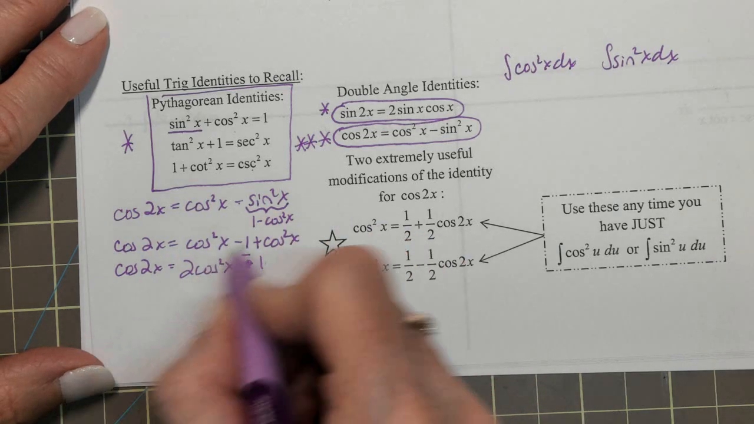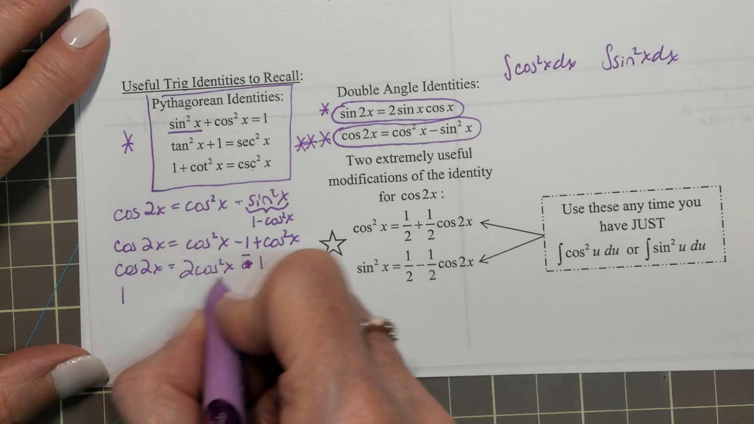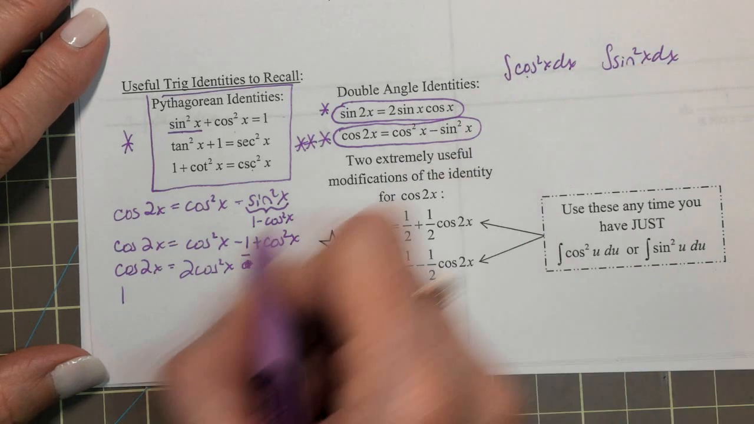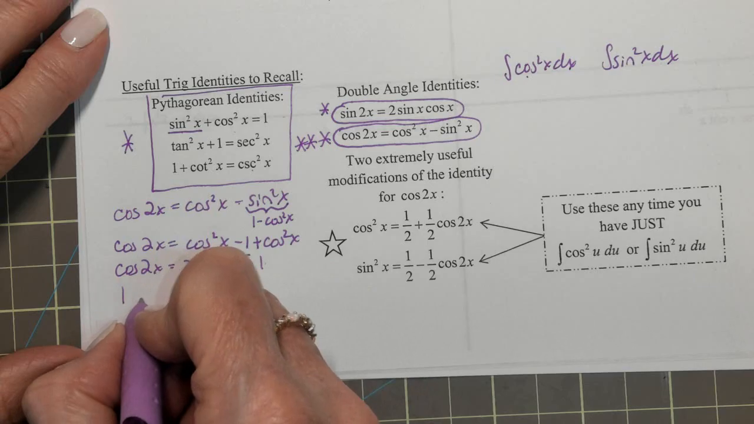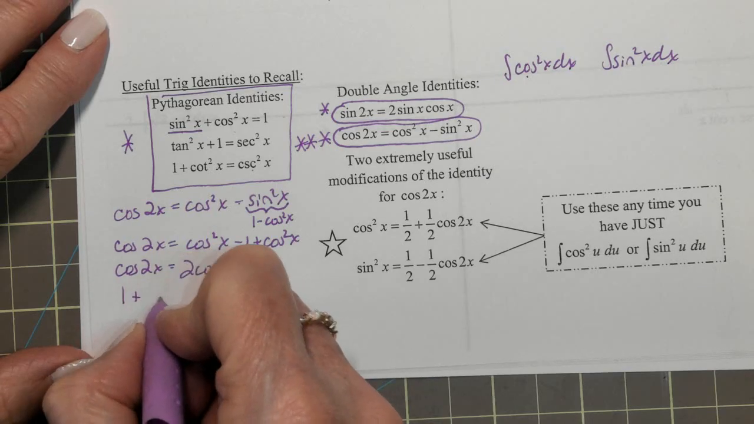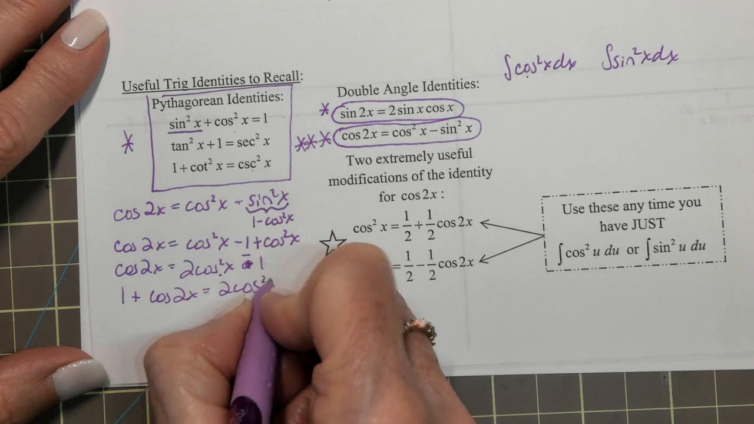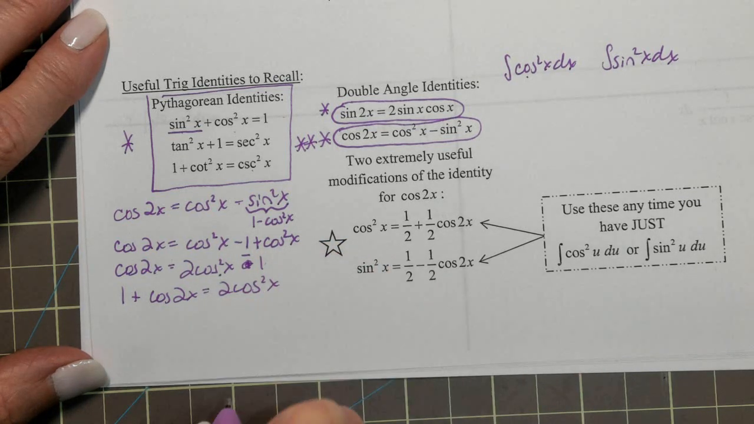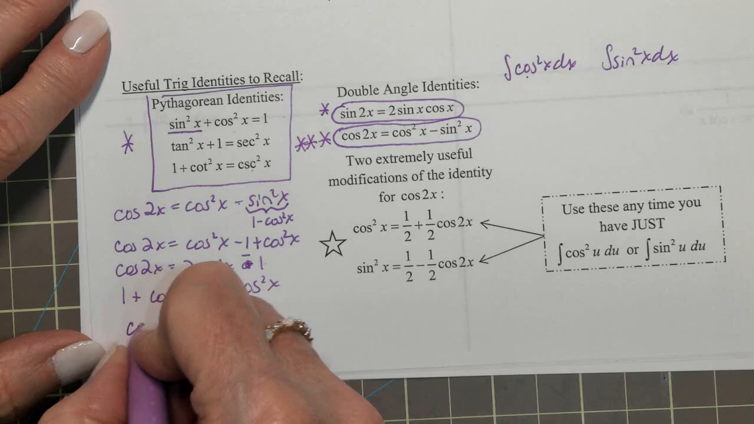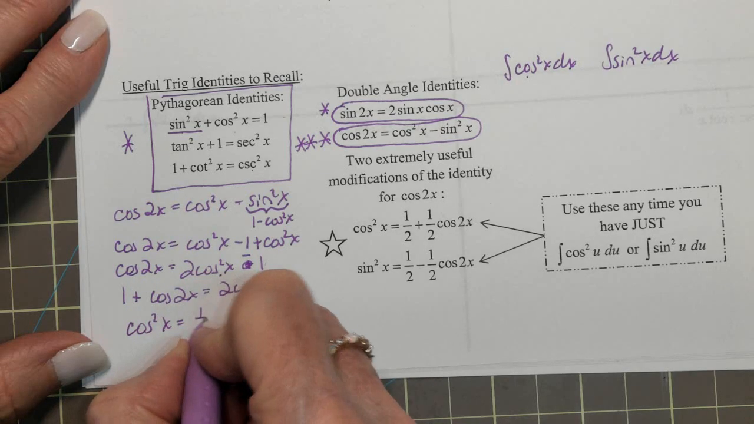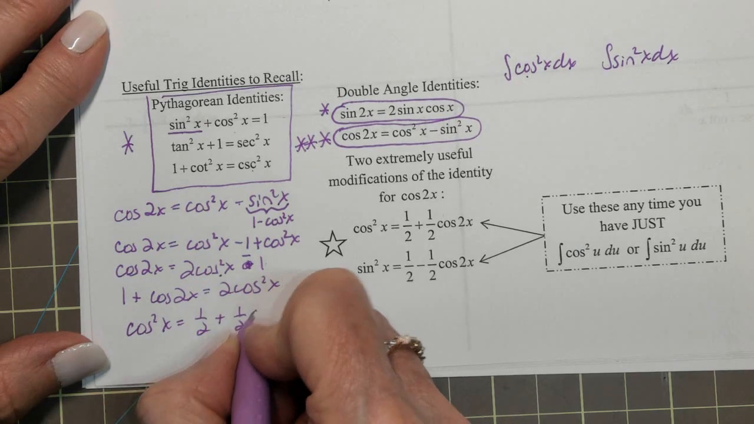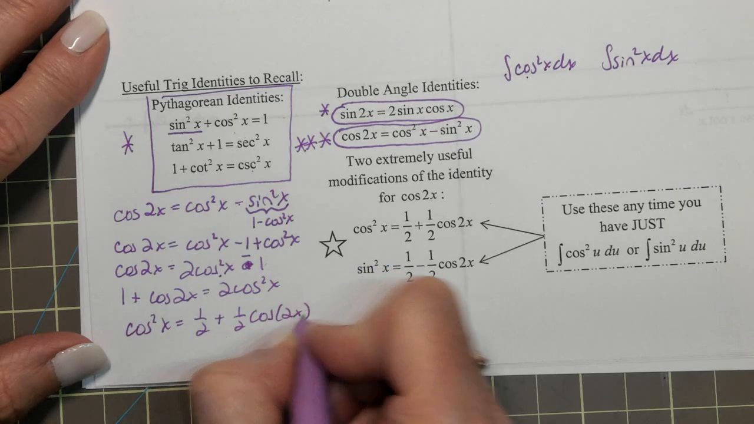I'm going to add the 1 to the other side. I'm going to solve it for cosine squared. So I have a 1 plus cosine of 2x is 2 cosine squared x. Now divide both sides by 2. And we get that cosine squared x is equal to 1/2 plus 1/2 cosine of 2x.